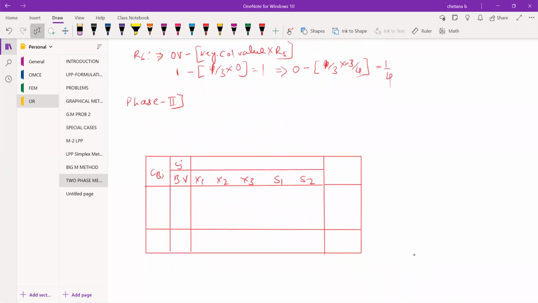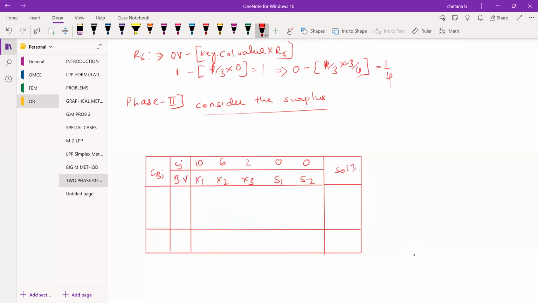Okay, in the first two, there is a difference, that is the modification in the objective function. You need to neglect the artificial variables and consider the surplus variables. Considering surplus variables, they are nothing but your original coefficients here: 10, 6, 2, 0, 0. That's it.